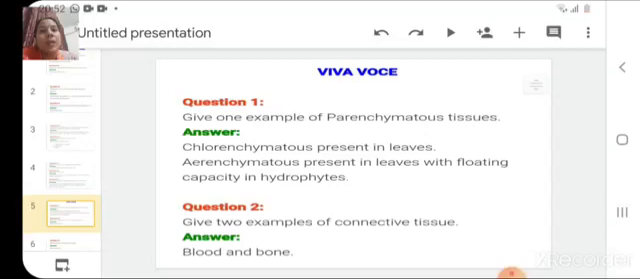Moving on to the next question, that is, what is the function of skeletal muscles in our body? Skeletal muscles are found attached to bones and help in the movement of our body.